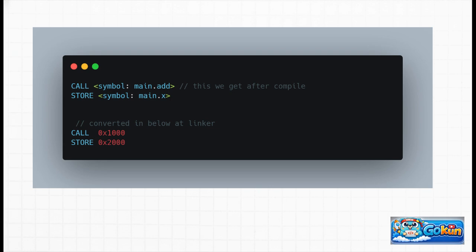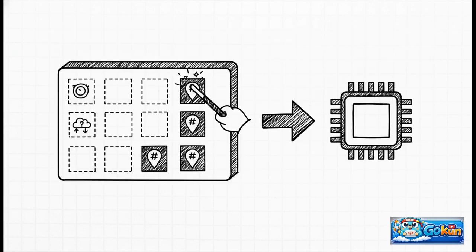At this point, the CPU has everything it needs. It has no idea what add or x means. It only understands these numbers. The world of programming has been fully translated into the world of the machine.